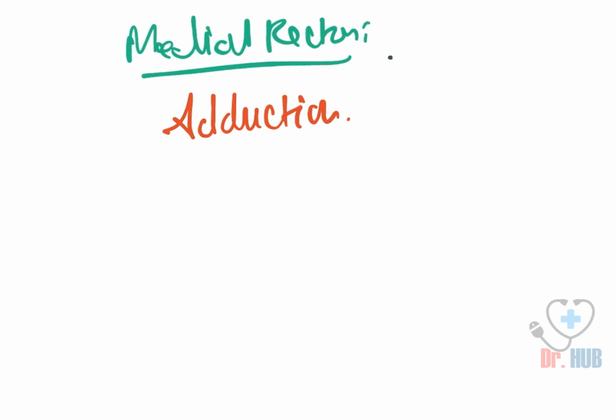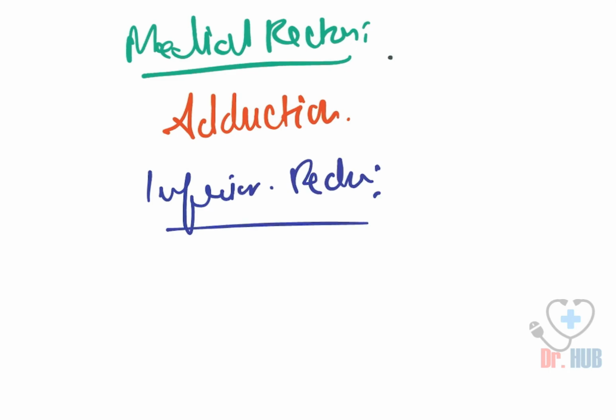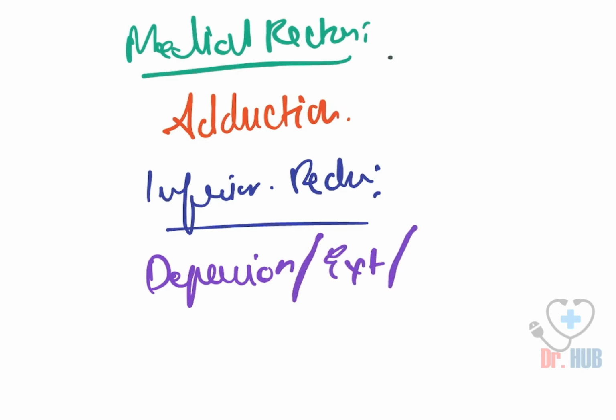moving on to the inferior rectus. So what is the function of inferior rectus? It contributes to the depression as well as the extorsion and the adduction.